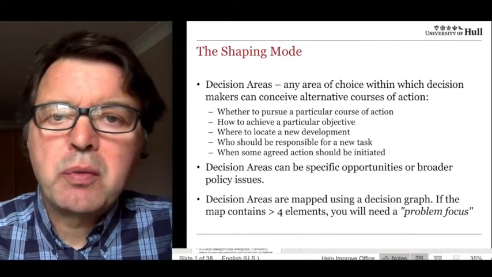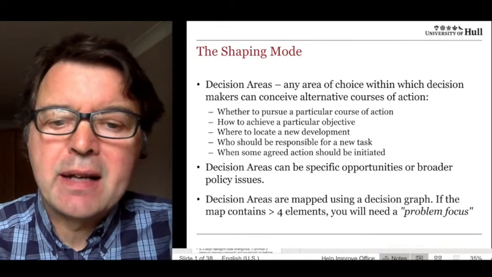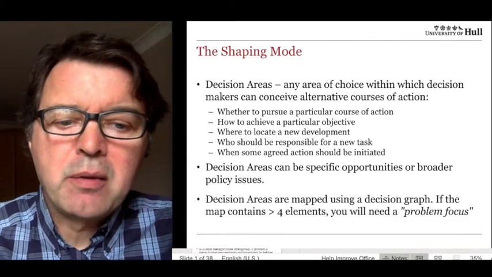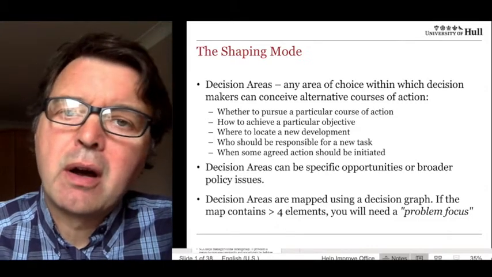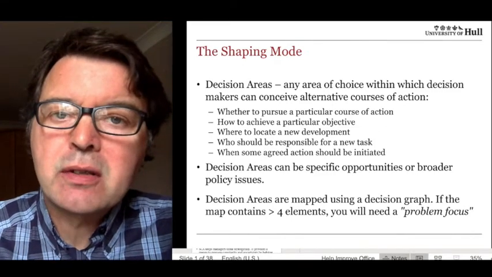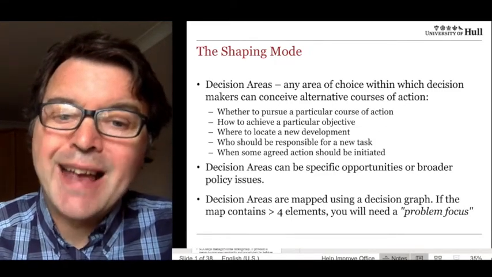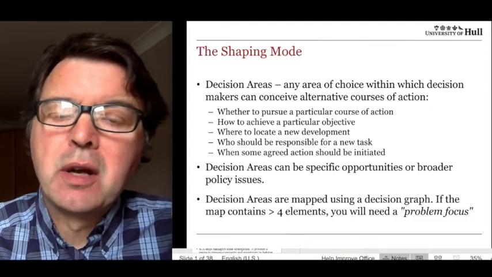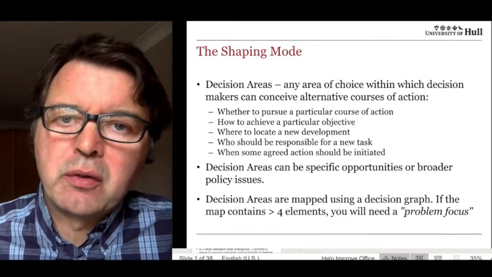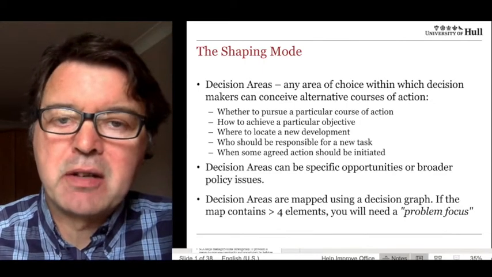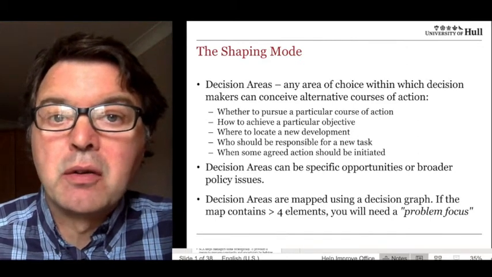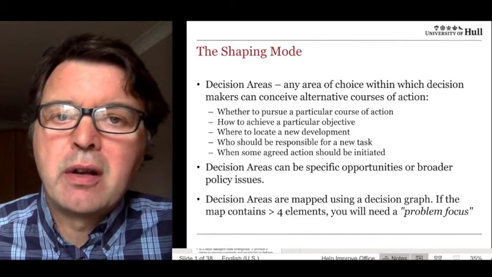Once we've started to identify decision areas, which is really like a brainstorming process, we collect those together onto a decision graph. If the map contains more than 4 decision areas, then we're going to have to start to restrict our focus. We'll need to select from all of those decision areas, because at the end of the day, this needs to be a practical process. We can't look at everything.